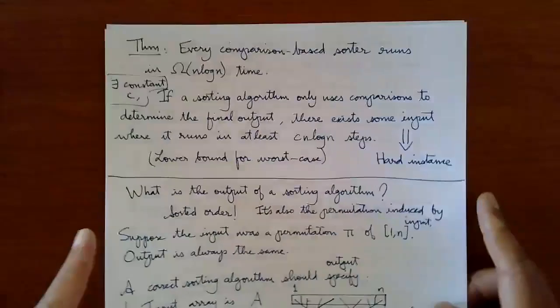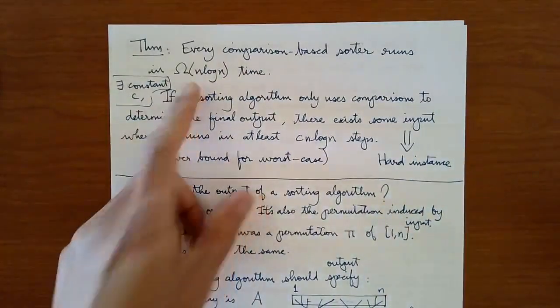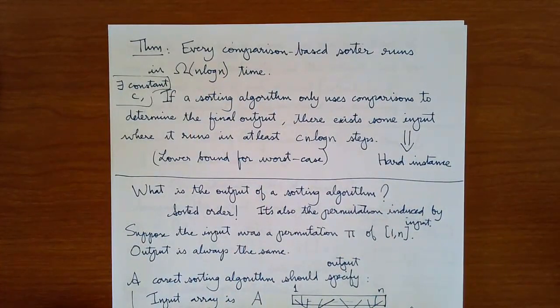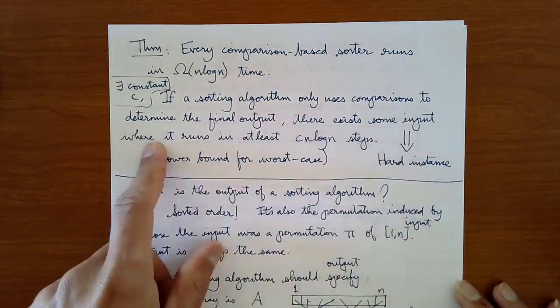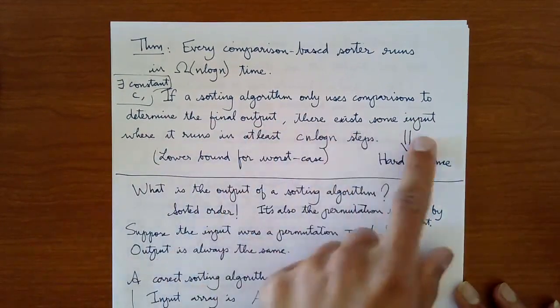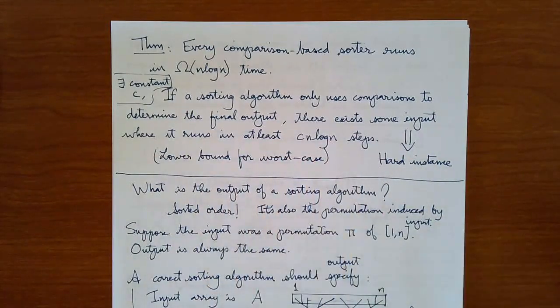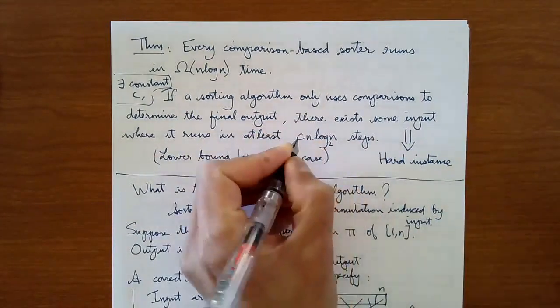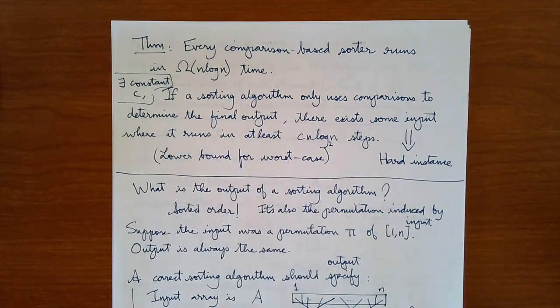Okay, so we wanted to prove that every comparison-based sorter runs in omega n log n time. That there exists a constant C such that if a sorting algorithm only uses comparisons to determine the final output, there exists some input where it runs in at least C n log n steps. Indeed, this C can be made arbitrarily close to 1. That's the point of Stirling's approximation, but getting a half is really easy. There is a simpler calculation.